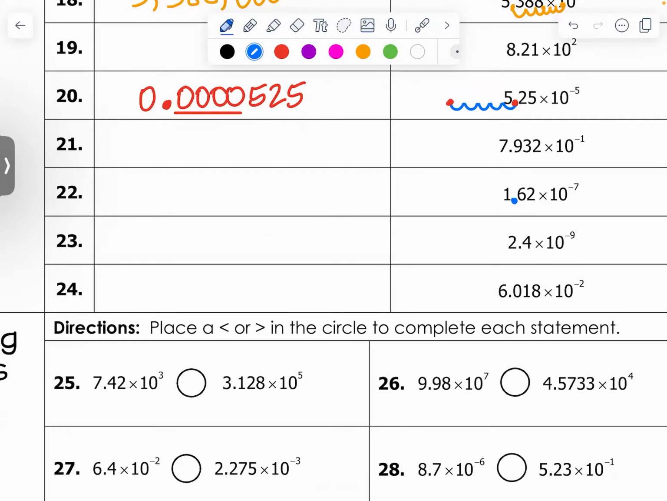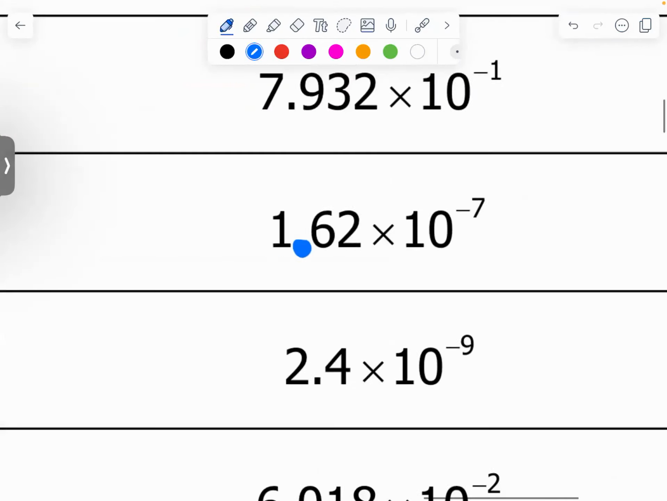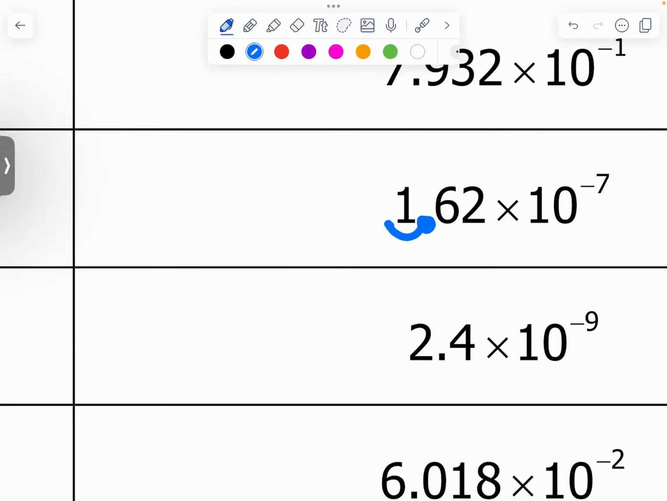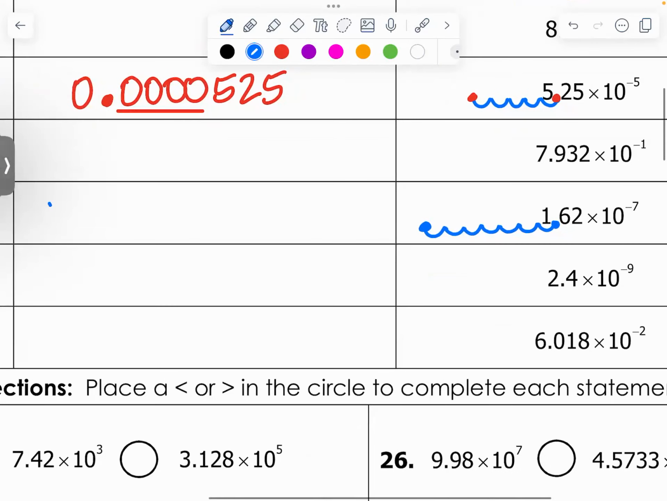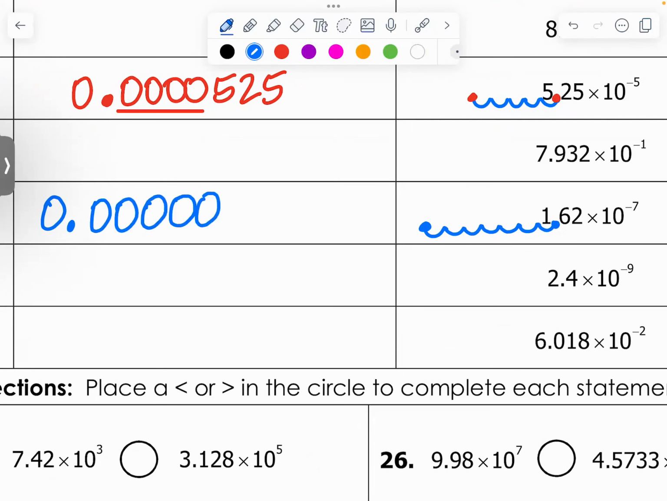Austin, how many times in number 22 are we going to move the decimal? 7. 1, 2, 3, 4, 5, 6, 7. There's our new decimal point. How many empty spaces do we have to fill? 6. We have 1, 2, 3, 4, 5, 6 empty spaces. So you should have 6 zeros after the decimal point and then 1, 6, 2.